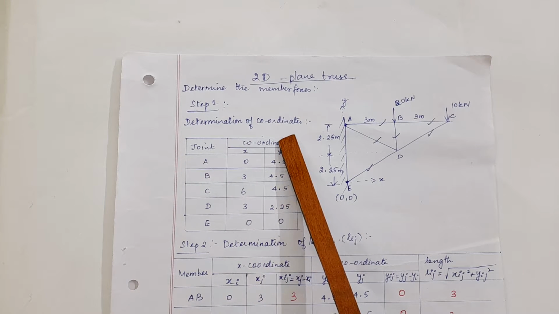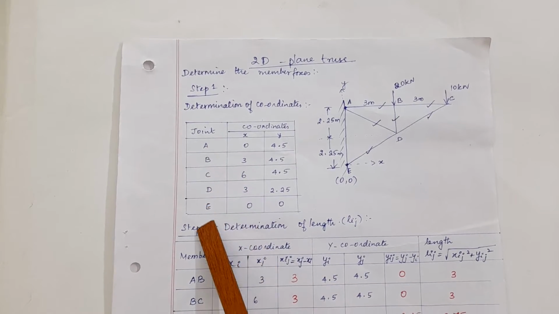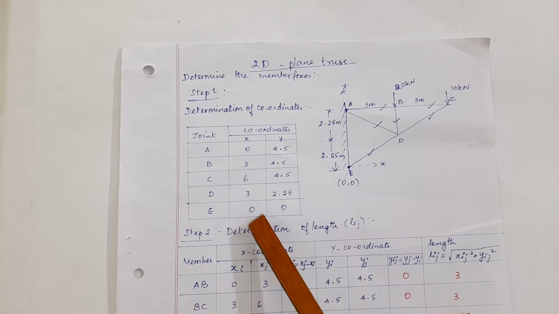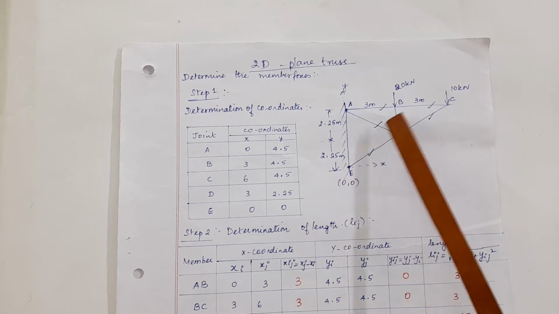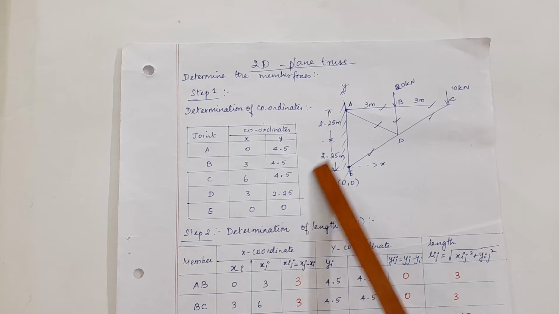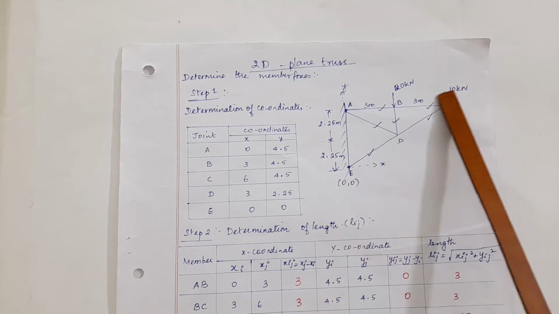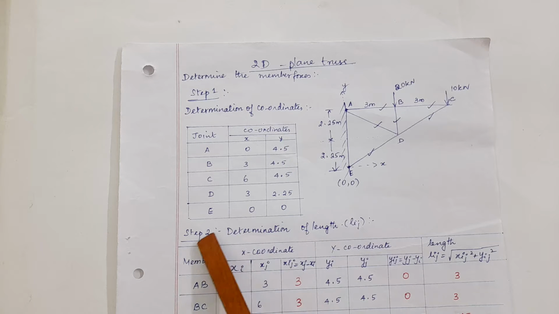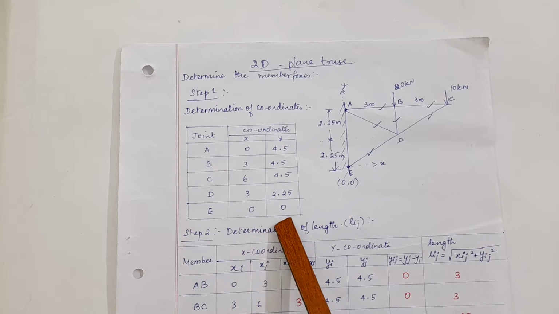My first step is determination of coordinates. So I write here joints. The coordinates along x and y directions are made known based upon the length given in the problem. So I can take any node, any joint as origin. So let me consider E as origin. So E coordinate, I have x comma y as 0 comma 0.